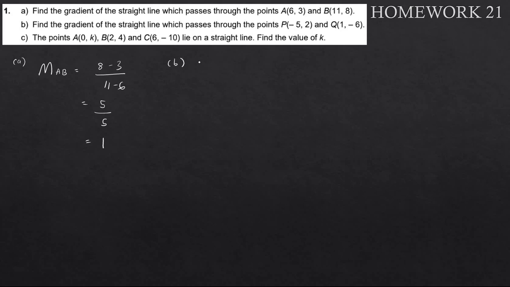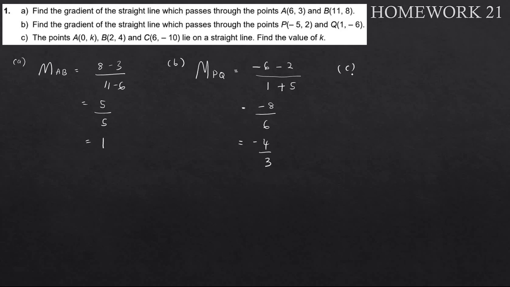Question B. Find the gradient of a straight line which passes through the points P and Q. So this one, the gradient for PQ. Again, y minus y: negative 6 minus 2 over 1 minus negative 5, which is 1 plus 5. Negative 6 minus 2 is negative 8 over 6, which equals negative 4 over 3.